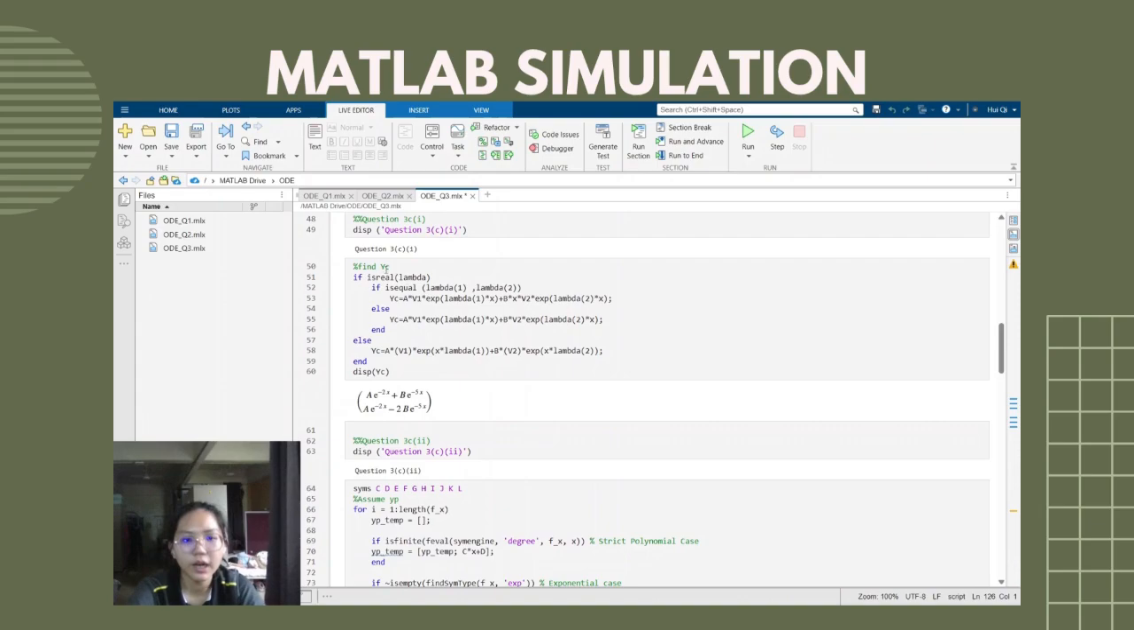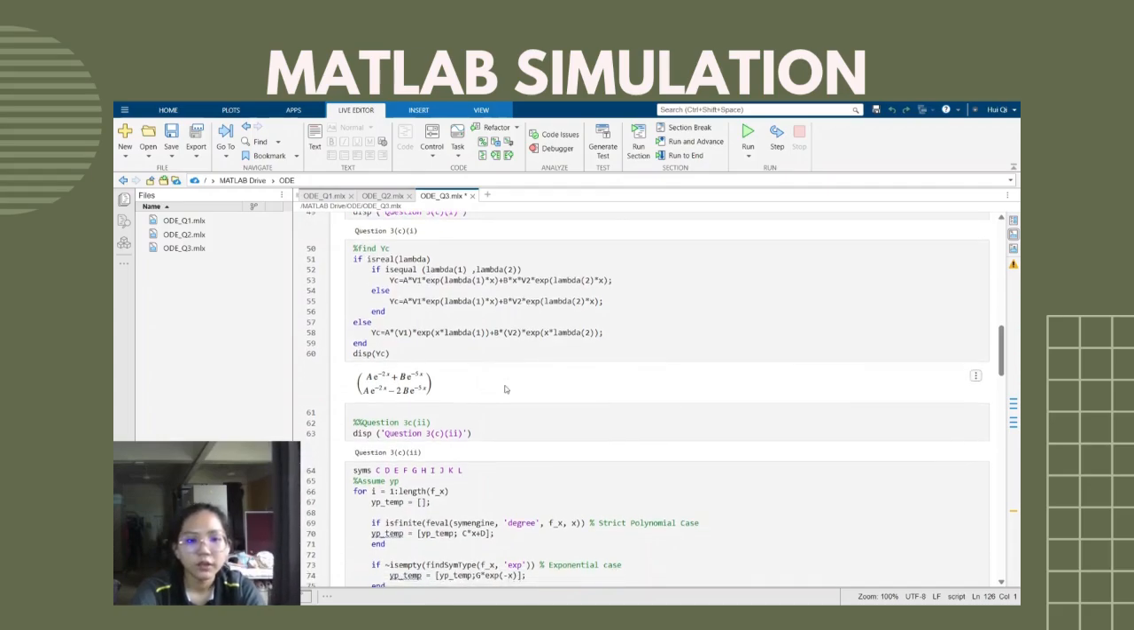The YC actually depends on the value of lambda. For this, we have three cases. If the lambda value is a real number, there are two cases. Where the lambda value is the same, our YC will become this equation, and if it's not the same, it will become this equation. And if the lambda value is an imaginary number, it will become this equation. And for our case, it's not the same value, so this is our equation as shown here.